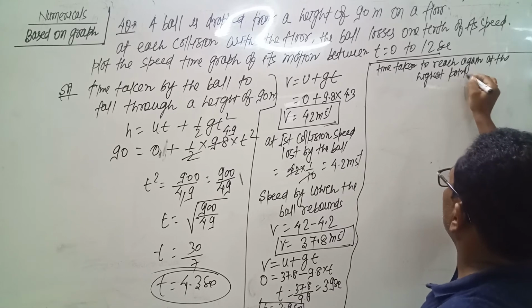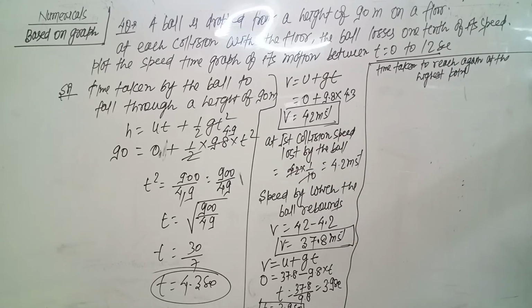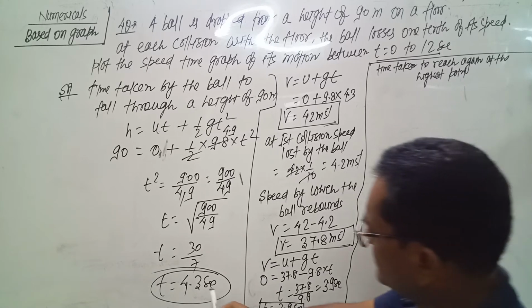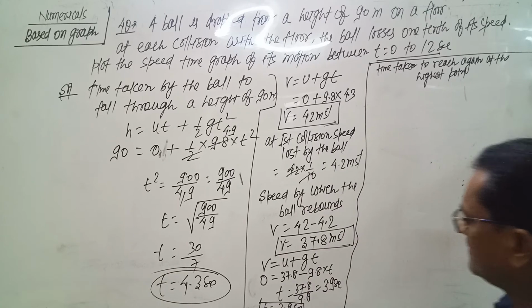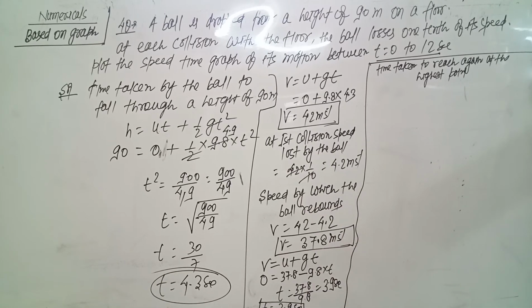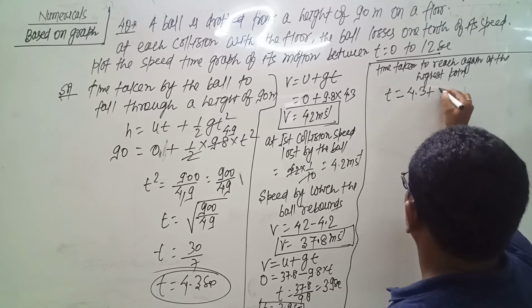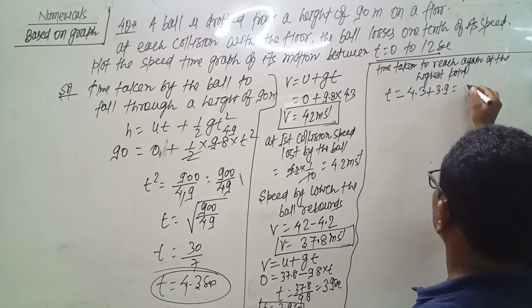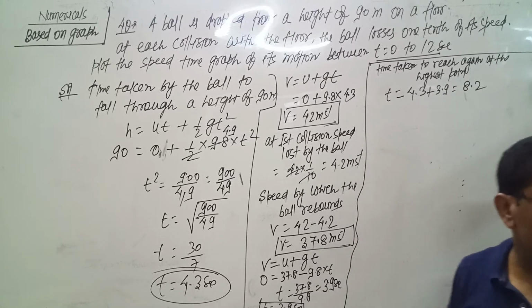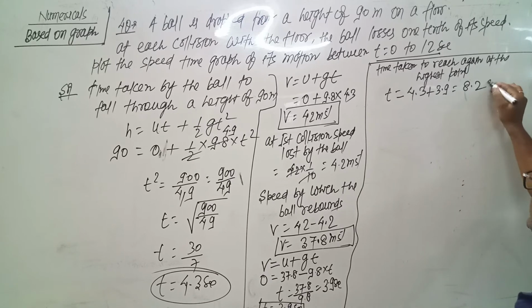वापस हाईएस्ट पॉइंट तक जाने में कितना टाइम लिया? तो फॉल करने में the time taken to fall down was 4.3, और फिर हाईएस्ट पॉइंट तक जाने में it will take 3.9. So time equals 4.3 plus 3.9, so this is 8.2 seconds. Time taken to reach again at the highest point is 8.2 seconds.